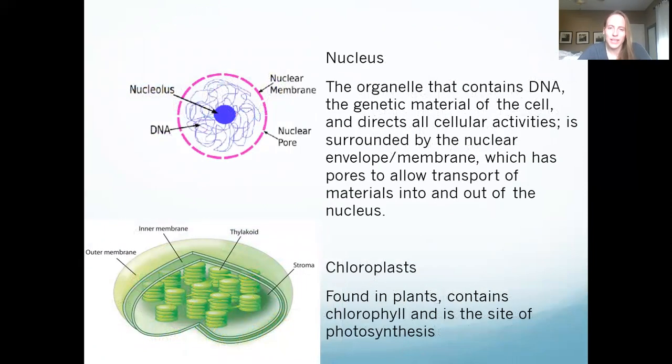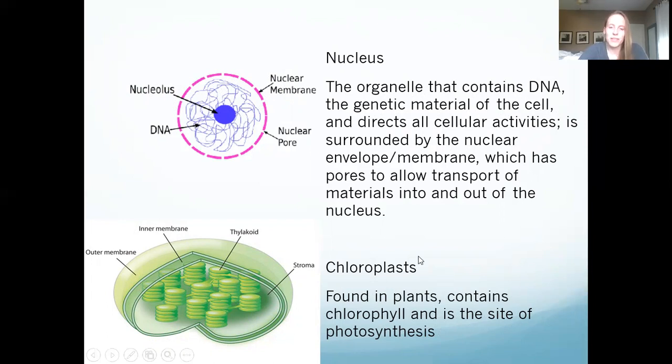Then we have the nucleus, which is where the genetic material of the cell is. So in humans, DNA, in some other organisms, it would be RNA, but it's always where the genetic material is. It also directs all cell activities, so it's kind of the coordinator of everything that's happening in the cell. It is surrounded by a nuclear membrane, which has pores that allow certain things to move into or out of the nucleus.